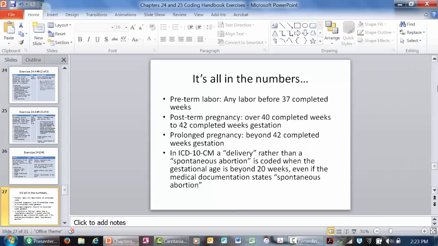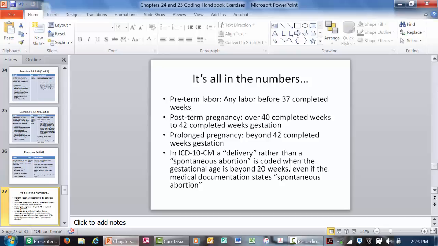I have this slide just to remind all of us, especially me, it's all in the numbers. It's so important in the pregnancy chapter, the OB chapter, to know the numbers. So wherever you need to write this down, I write it on the page opposite my guidelines. I'll show you in just a second. I write definitions, just things I need to remember.